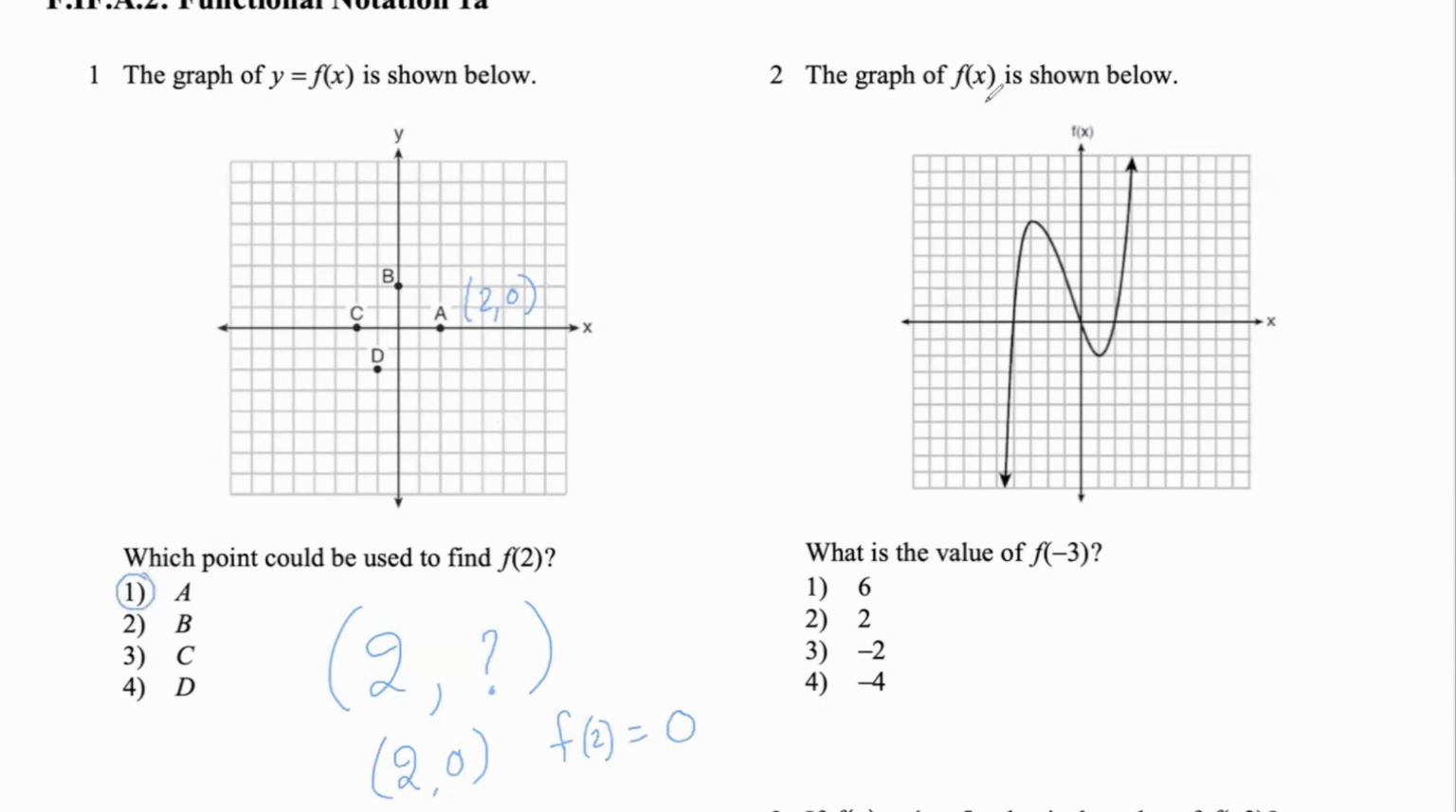For number 2, the graph of f of x is shown below. What is the value of f of -3? Again, we have a coordinate point where x is -3, and we need to figure out the y value. So I will go 3 points to the left, and then let's go up. 1, 2, 3, 4, 5, 6. So this is f of -3 right here. It is the point -3, 6. So answer choice 1 is the correct answer.